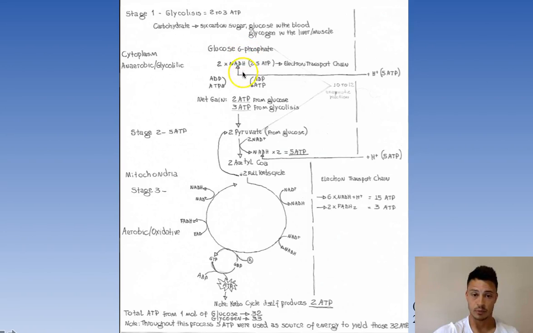Following the steps over here, glucose or glycogen goes through different steps. As we see here, the pyruvate, acetyl-CoA, until we get to the Krebs cycle, and then there's more production of energy in this part of the process.